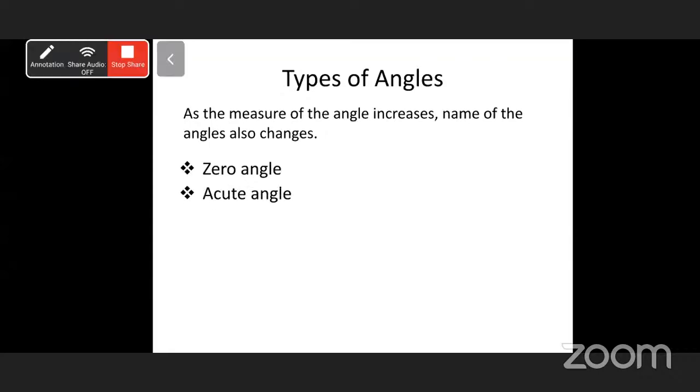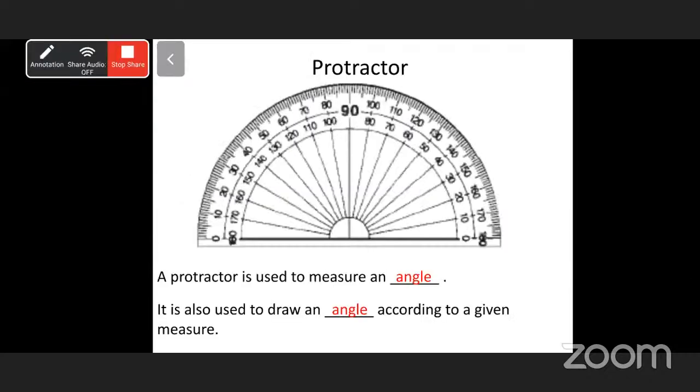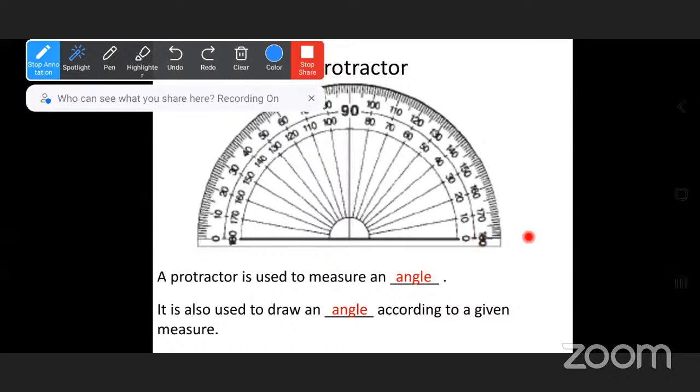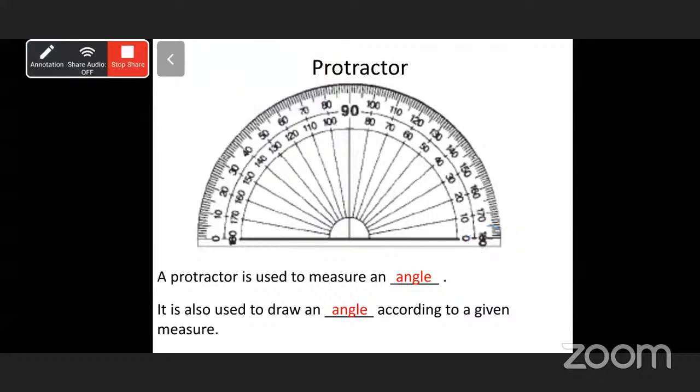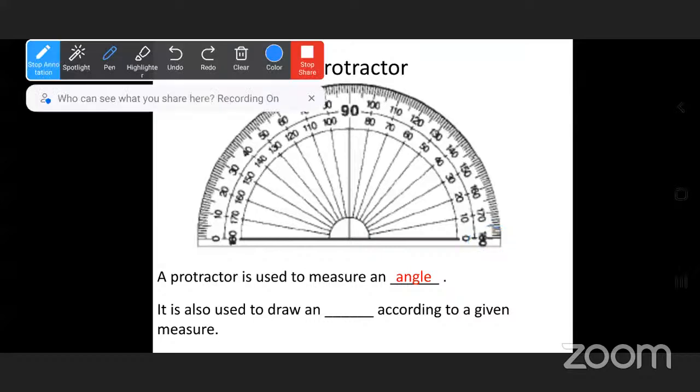So we have seen with our protractor. Now, if the measure of the angle is 0, we will call it a zero angle. But if the measure of the angle lies between 0 and 90 degrees, we call it an acute angle. And when the measure of the angle is exactly 90 degrees, we call it a right angle.